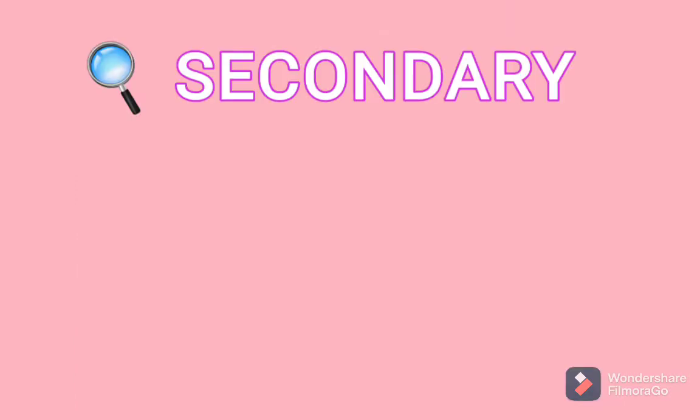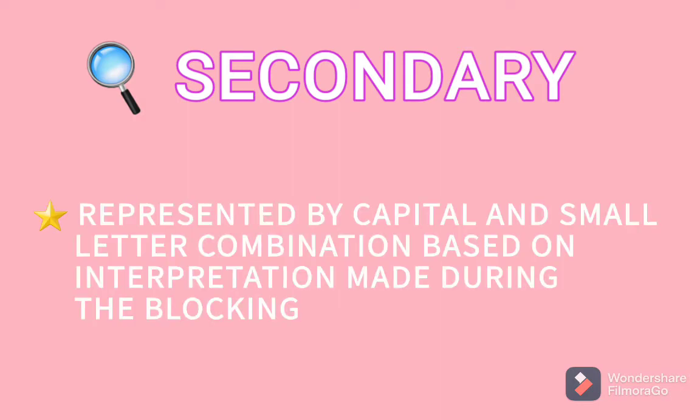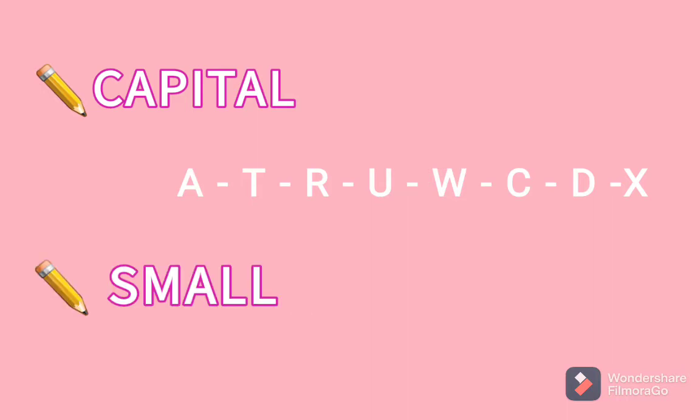Fourth step is the secondary division. Secondary division is represented by capital and small letter combination based on interpretation made during blocking out. And again, the patterns that are acceptable for capital letters are capital A, T, R, U, W, C, D, and X. And on the other hand, the patterns acceptable for small letters are r, a, and t.